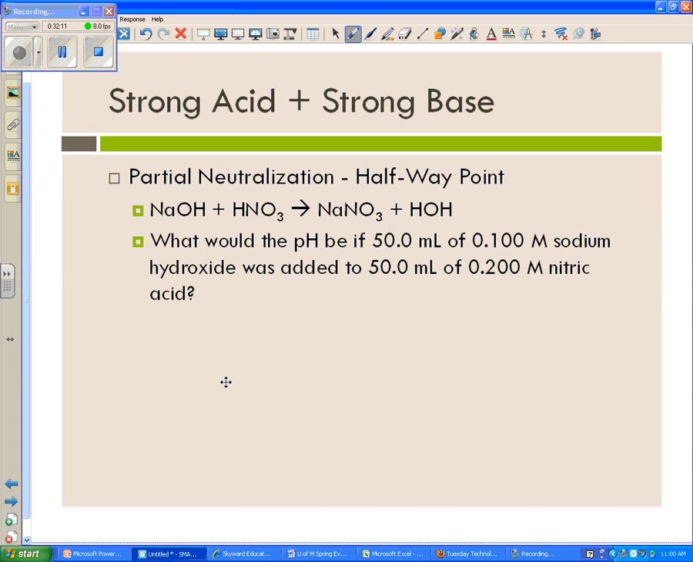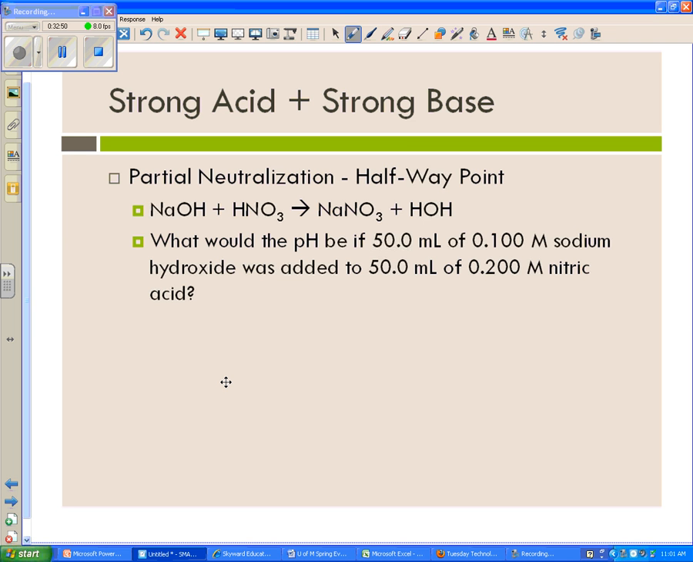We're going to do another partial neutralization. We're going to look at the halfway point. What do you think the halfway point is? No, not necessarily. Halfway point. Complete neutralization, we have a pH of 7. The pH will not necessarily be 3.5. Remember that pH is a logarithmic scale, so it's a base of 10, which is why it wouldn't be a pH of 3.5, which is a common misconception.